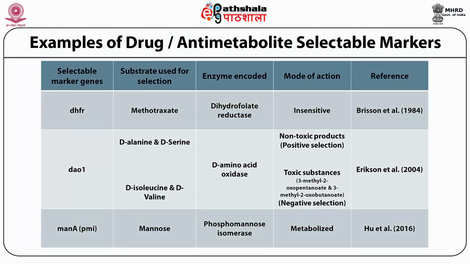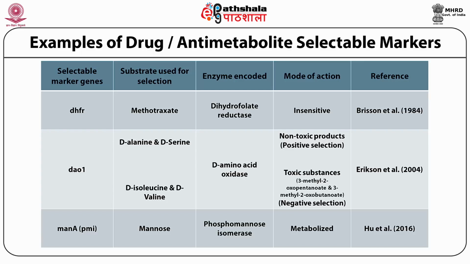A third category is anti-metabolite selectable markers. There are some metabolites which are neutralized by certain enzymes. A gene known as DHFR, which codes for dihydrofolate reductase, once expressed, makes the plant insensitive to methotrexate. And another is the DAO1 gene.